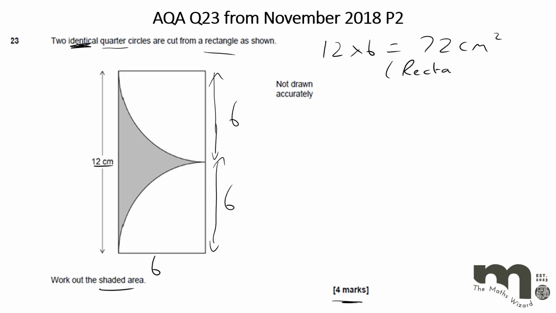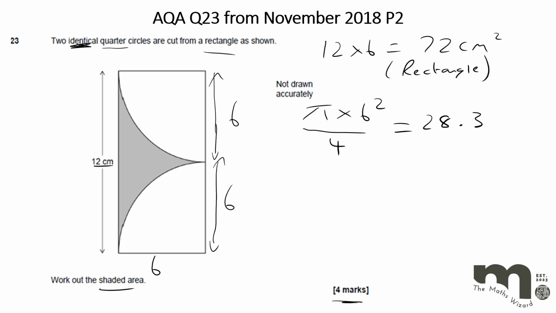Then we've got to look at these quarter circles. Well, if we know the radius is 6, we can do pi times 6 squared, which will be the area of a full circle with a radius of 6. But remember, this is a quarter circle. So if we divide that by 4, so pi times 6 squared divided by 4, you get 9 pi in terms of pi, but I'm going to do this to 1 decimal place. So to 1 decimal place, this would be 28.3 centimeters squared.